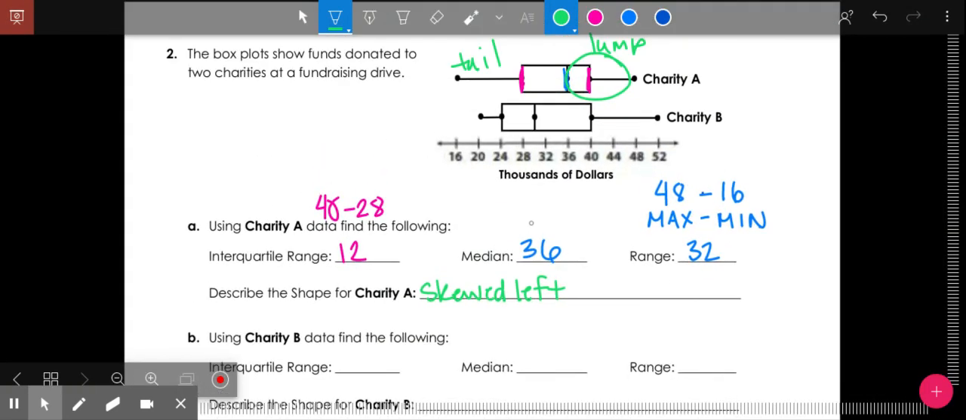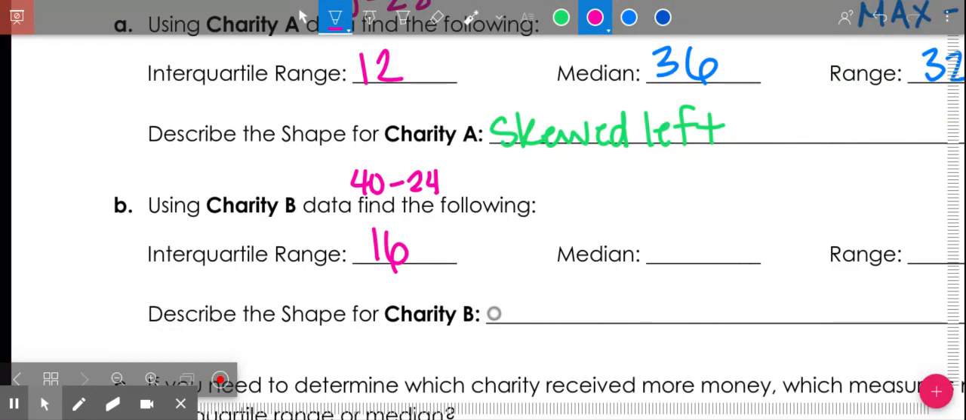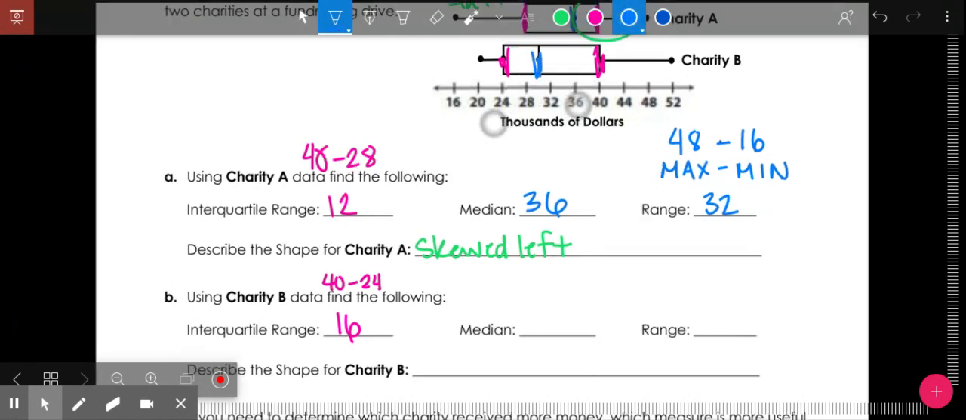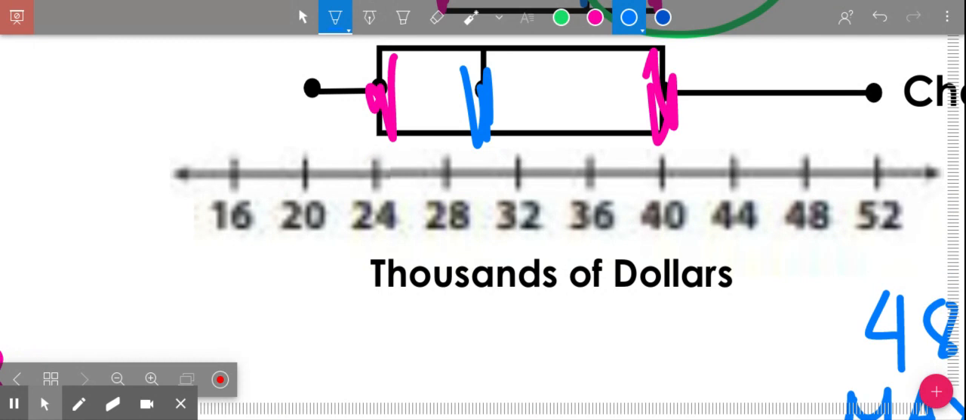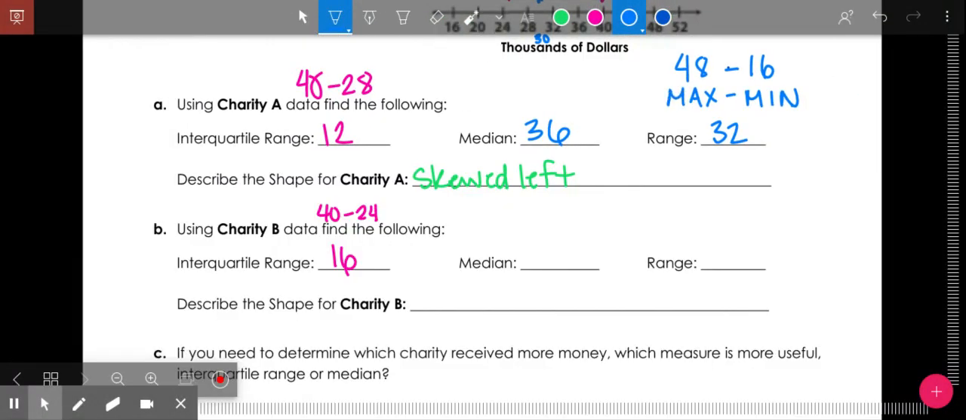All right, now we're going to do the same thing for B. So the IQR is the top of the box, 40, minus the bottom of the box. So that's 40 minus 24. I'm getting 16. The median is just this center. Now be careful because it's halfway in between 28 and 32. So to me, that's like 30, right? That's a tricky one. Be careful.